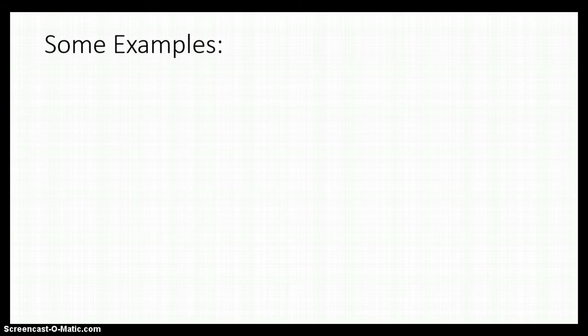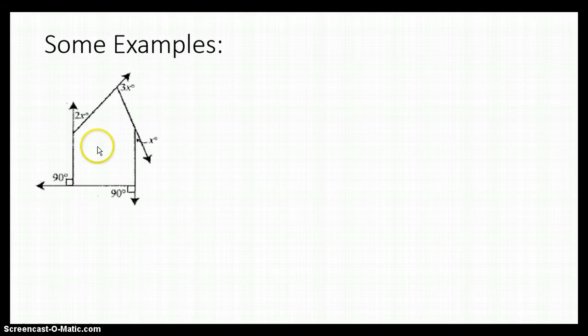Some examples you may encounter, one like this. I shouldn't say may encounter. You will have problems like this. You want to ask yourself, what kind of angles do I have? Do I have the exterior or do I have interior? That's the first question you always want to ask. These are exterior. What do we know the sum of all the exterior angles is? 360. So I'm going to take each piece and add it together and set it equal to 360, and I have an equation to solve.